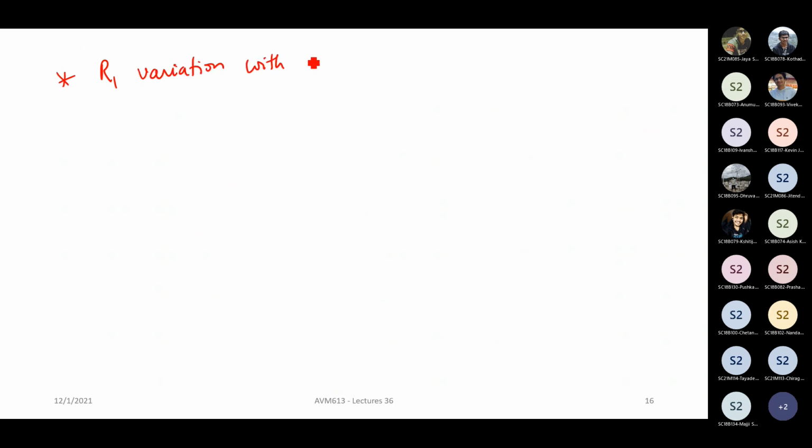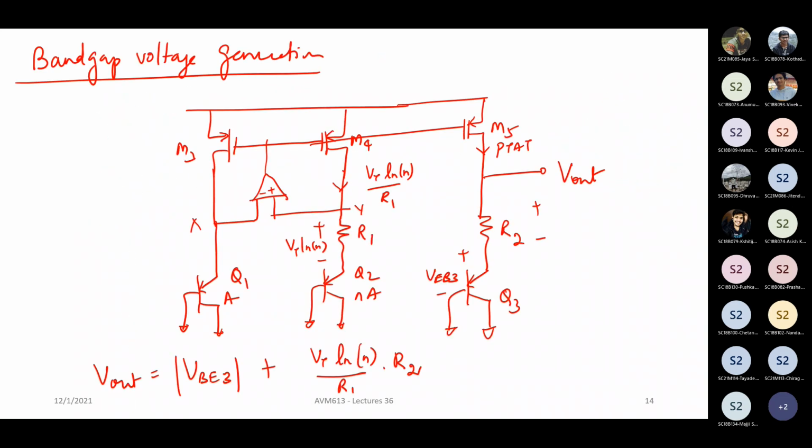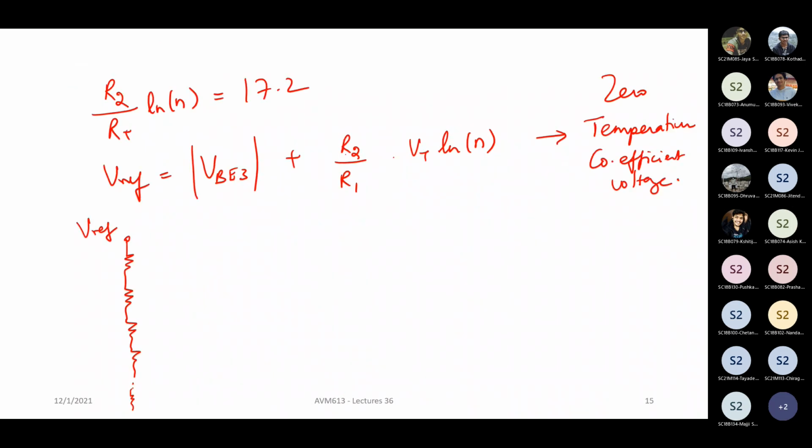with process, right? Basically, you can say R1 and R2 variation with process. Now if you look at this particular expression, it's a ratioed quantity, R2 by R1. So in practice, although the absolute values might change, ratios are usually well preserved, okay?